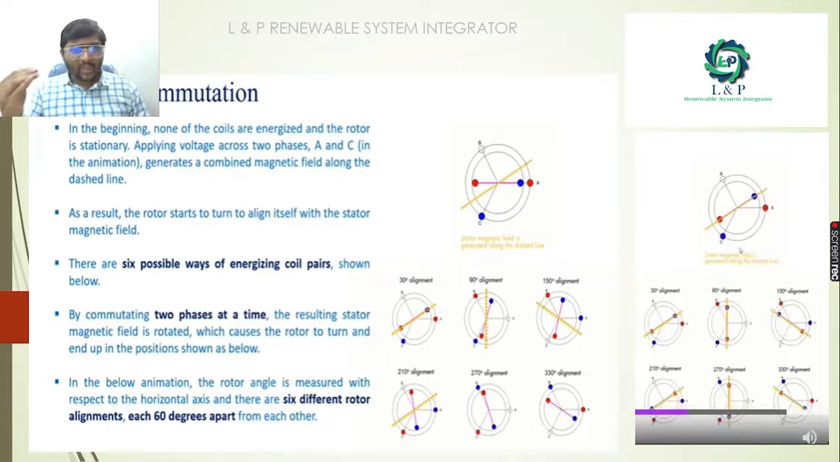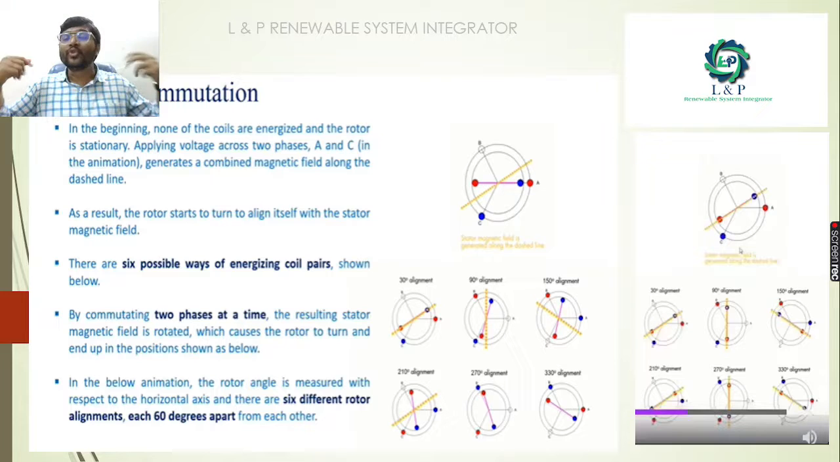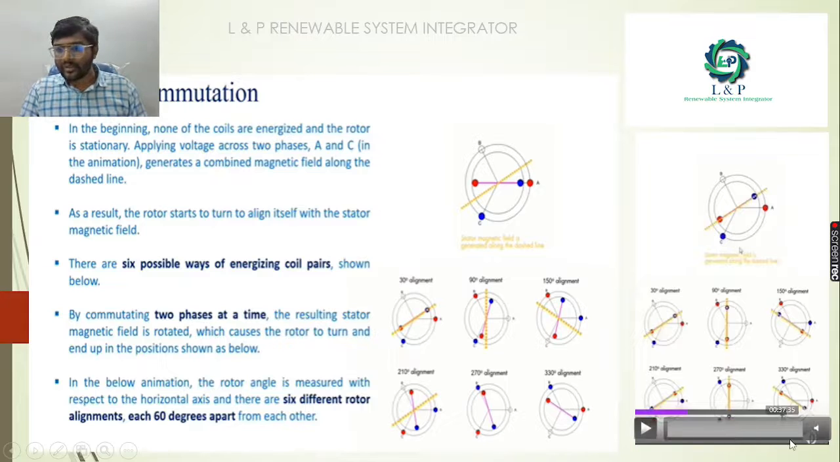So when we get into this 6-step commutation process, we are trying to energize the coils in pairs. For every 30-degree alignment we have different alignments. So for every 30 degrees we are trying to energize two coils, two phases at a time. We are trying to commutate two phases at a time. See here we have 30 degree, 90 degree, 150 degree, 210 degree, 270 degree and 330 degree. If we look into this video, it will be pretty clear about what is happening.